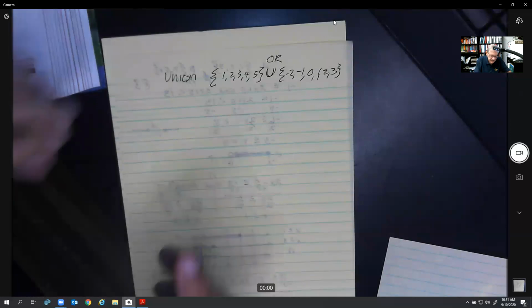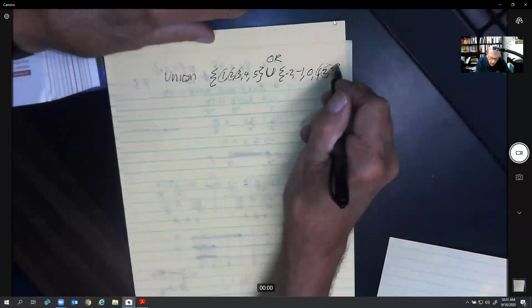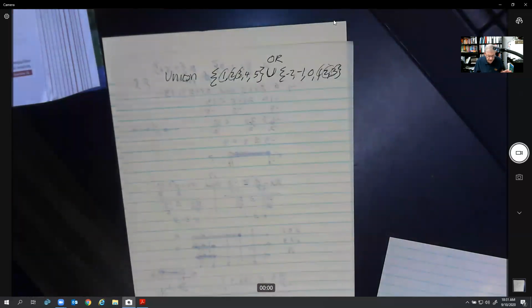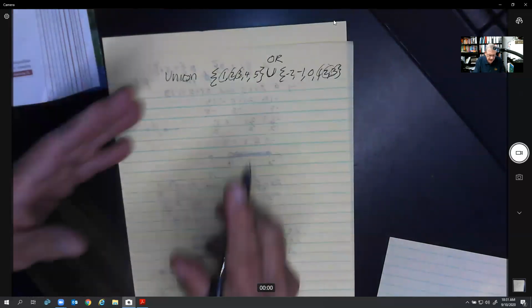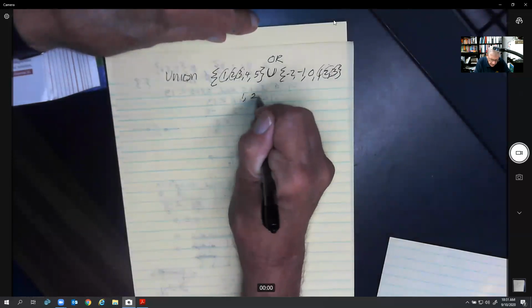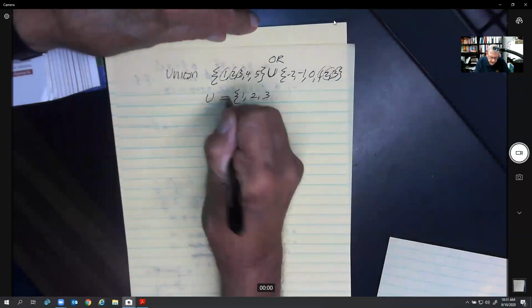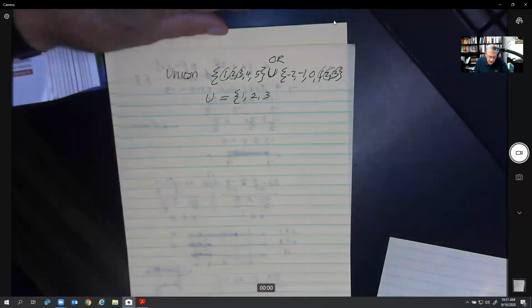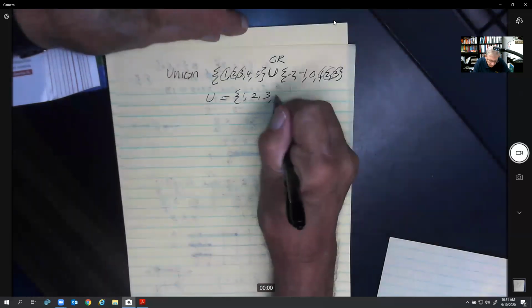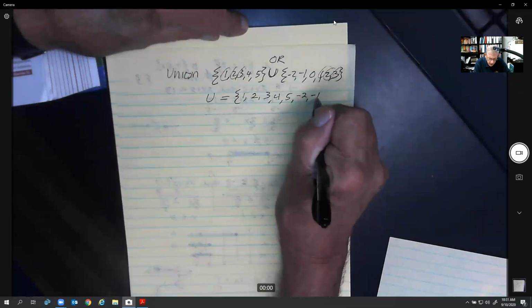So if we look at this, they do have some things in common, but we're concerned with just everything that's in it. It's nice that they both have 1, 2, and 3. We could write that down, and we'll put the union is. But they also have some things that aren't in there. They have a 4 and a 5, and a -2 and a -1.